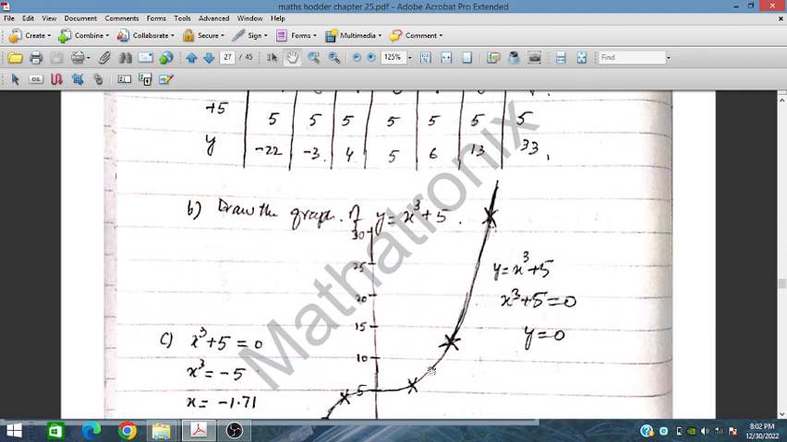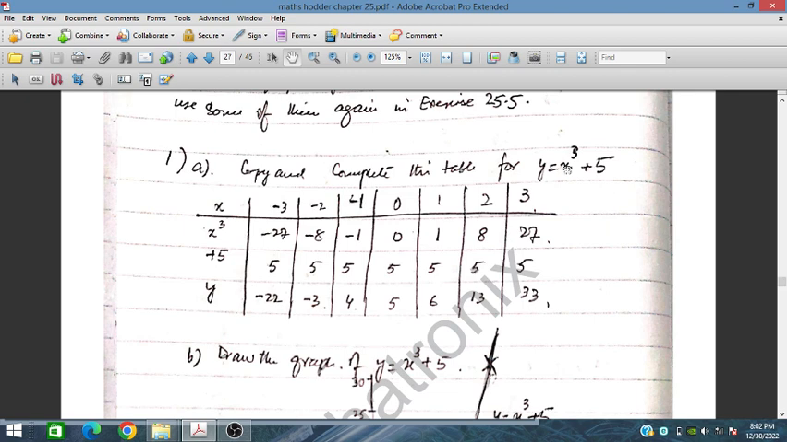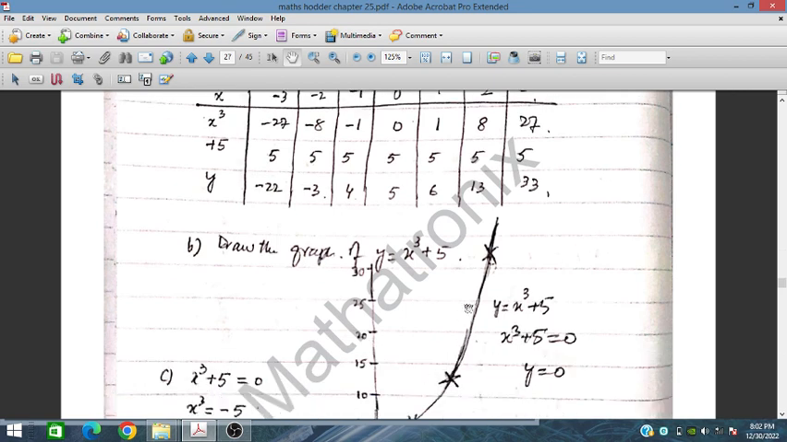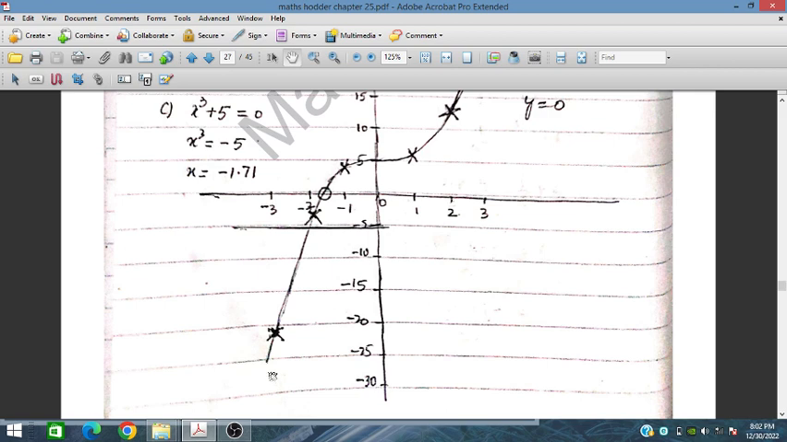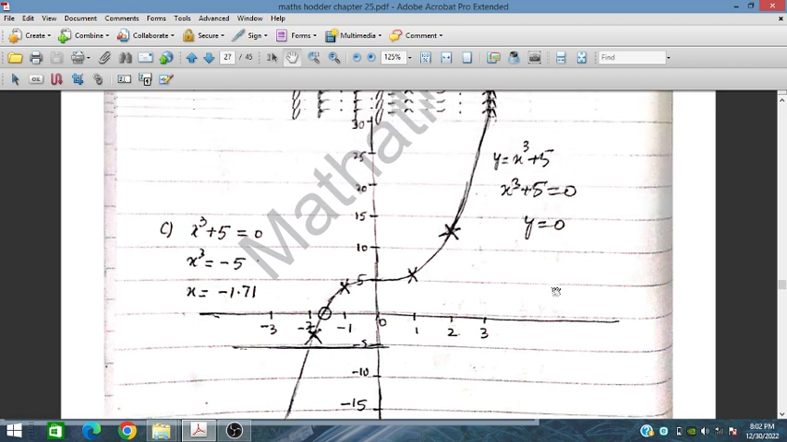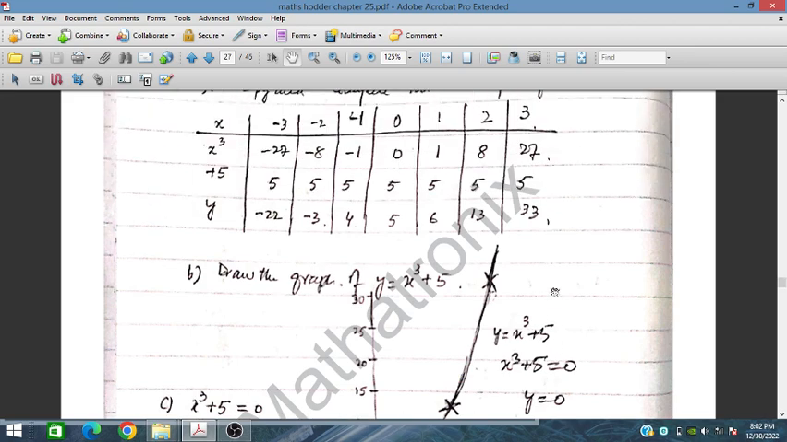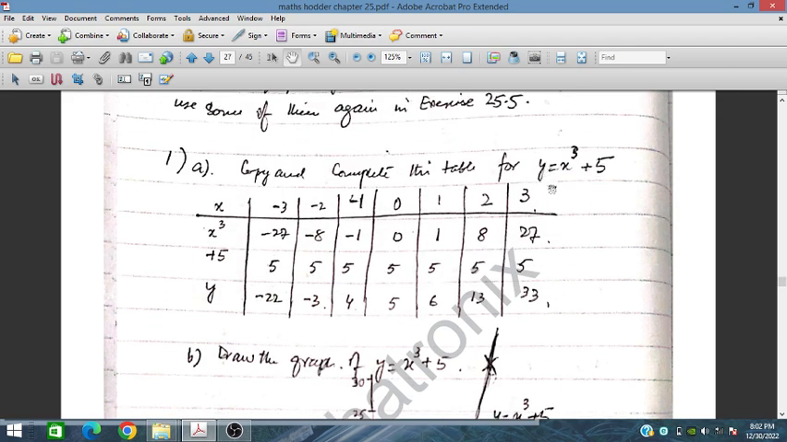So this is the graph we have plotted, and from this graph we see that as x tends to infinity, y tends to infinity. For minus infinity, y tends to minus infinity. So y is going to plus infinity, and y is going to minus infinity for x is equal to minus infinity.